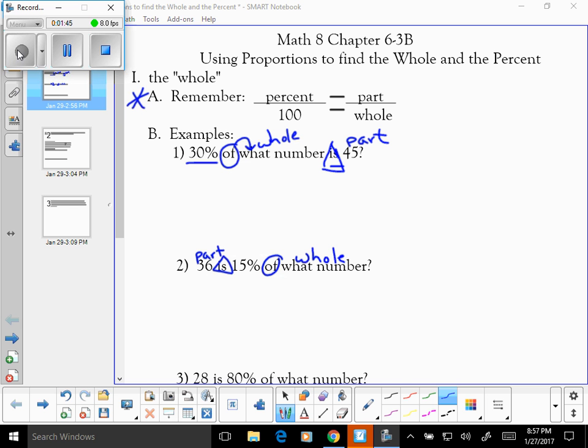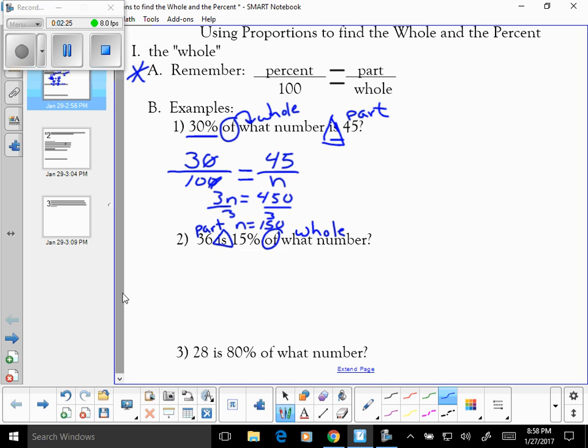So you got to be careful what you're looking for. Let's buzz back to example 1. 30%. Percent over 100 equals the part over the whole, which I do not know. I am going to reduce to 3/10. 3 times n is 3n. 10 times 45 is 450. Divide both sides by 3. That's an equation. So n is going to be 150.